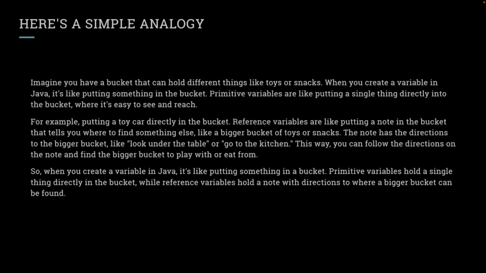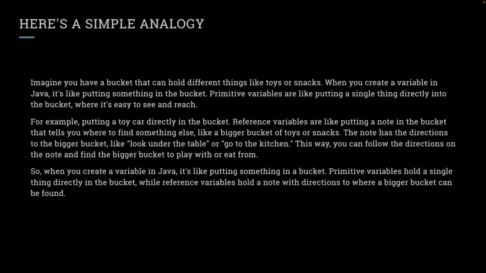So moving on. There's the analogy that I wrote. This slide is actually supposed to be before the last one, but I want to explain it more in depth here. Imagine you have a bucket that you can hold different things in, like toys and snacks. When you create a variable in Java, it's like putting something in that bucket, right? Primitive variables are like putting a single thing directly into the bucket where it's easy to see and reach. For example, putting a toy car in the bucket.